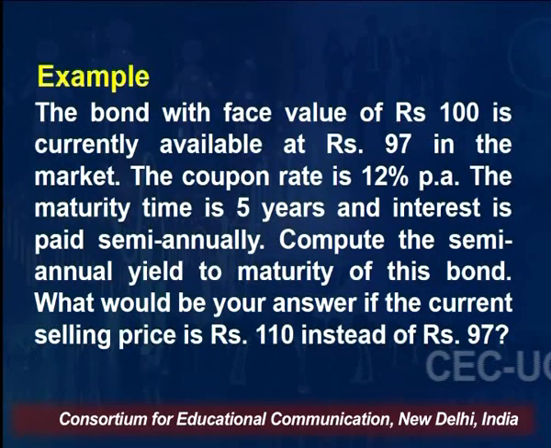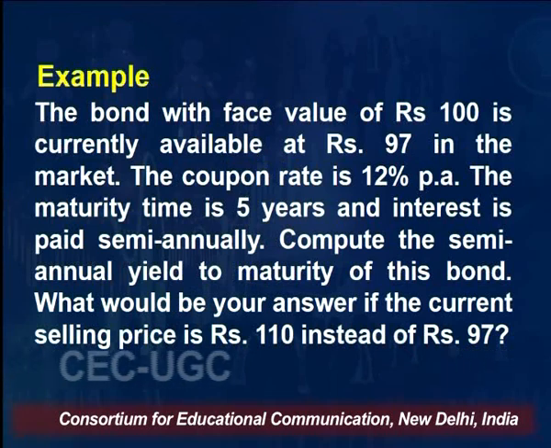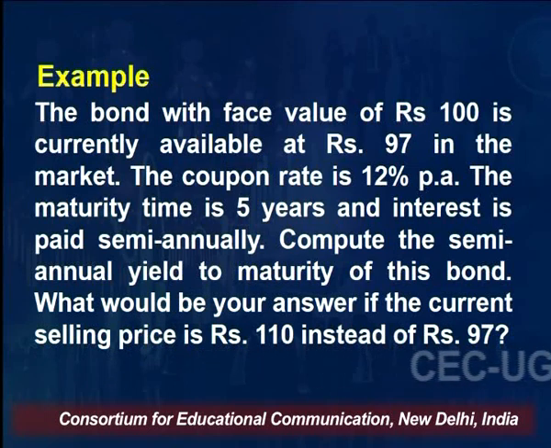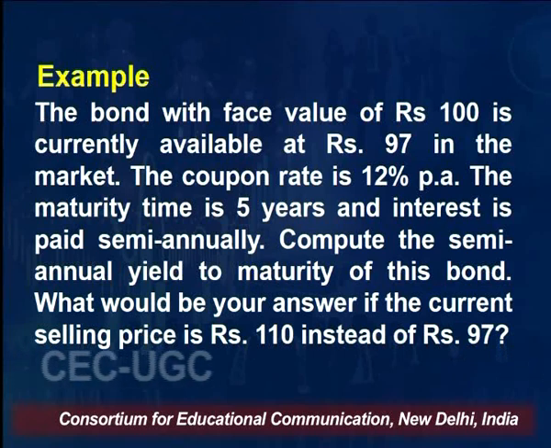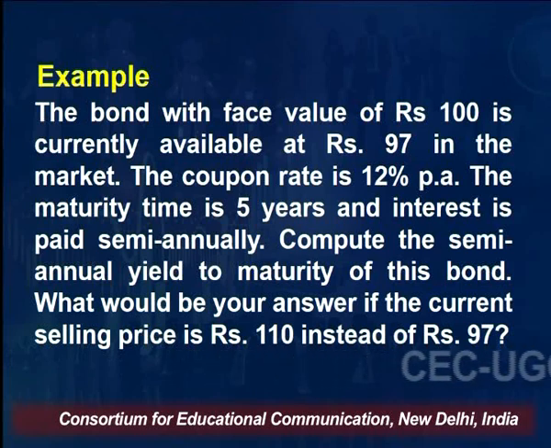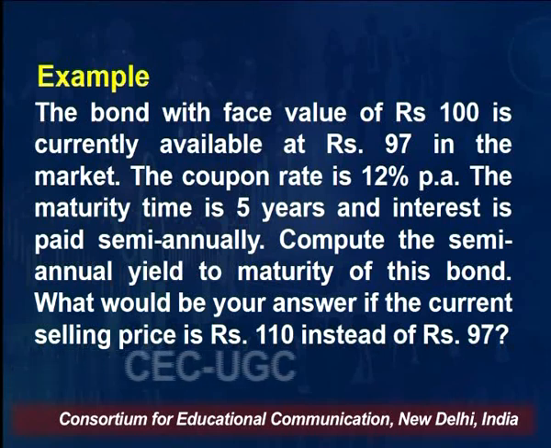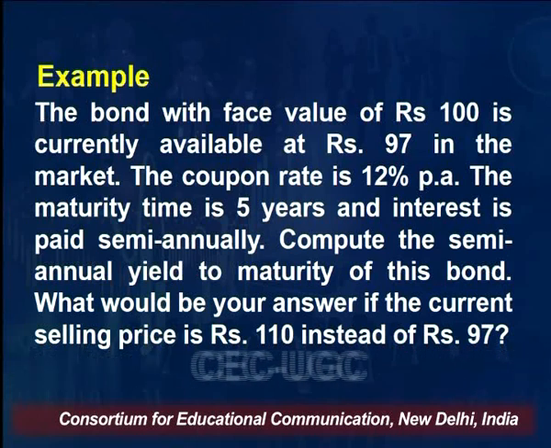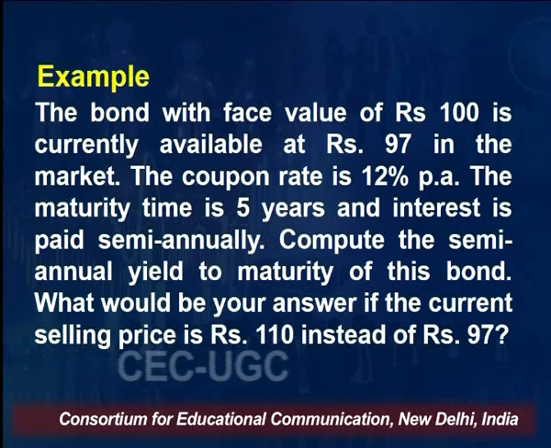Let me take another example, right? The bond with a face value of ₹100 is currently available at 97 in the market. The coupon rate is 12% per annum. The maturity time is 5 years and the interest is paid semi-annually. Compute the semi-annual yield to maturity of the bond, right? So what would be the answer if the current selling price is 110 instead of 97? But just to keep things simple, I'll take only one figure, that is 97.